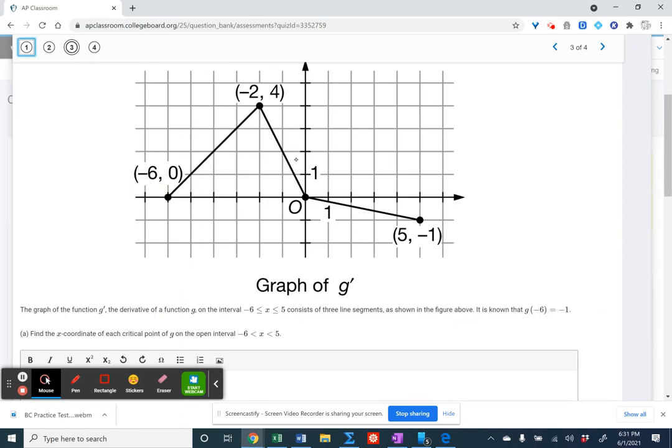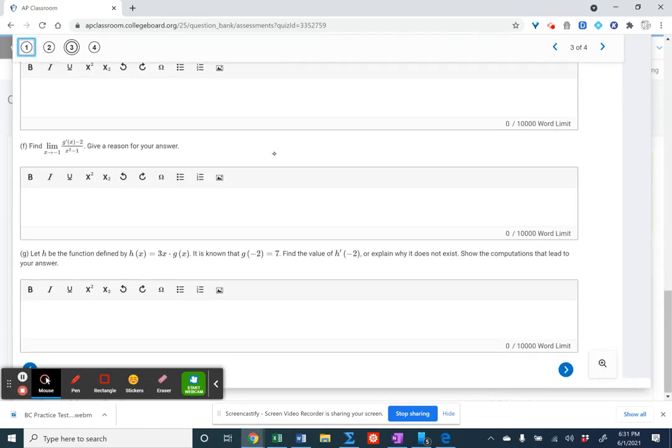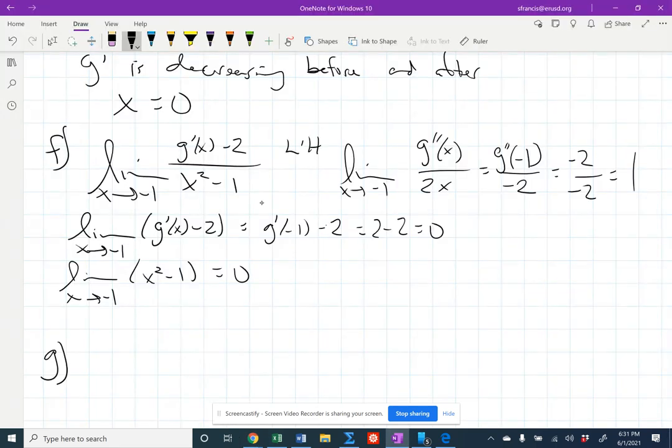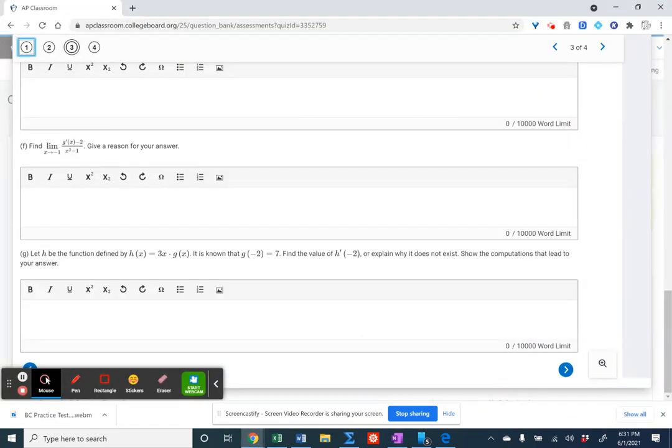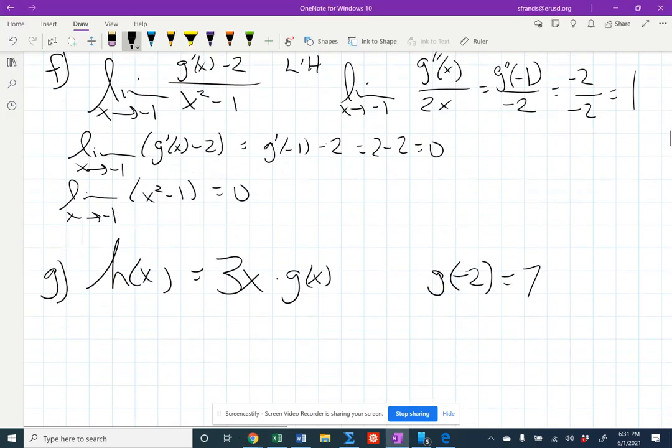There's a part G. Pause the video if you need. A lot of you made silly mistakes. You didn't do the product rule. Some of you did not do the product rule here. h of x is 3x times g of x, and g of negative 2 is 7. Find the value of h prime of negative 2, or explain why it does not exist.